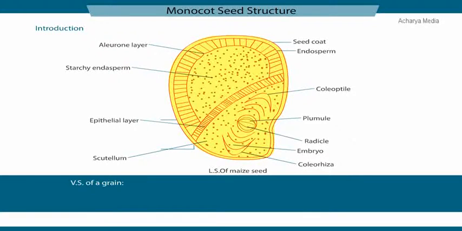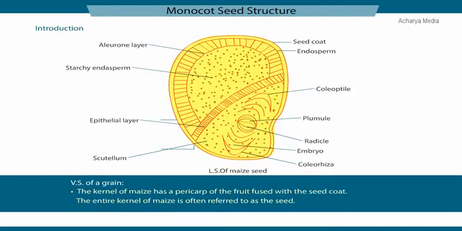Let us have a look at the vertical section of the maize grain. The kernel of maize has the pericarp of the fruit fused with the seed coat. The entire kernel of maize is often referred to as the seed. A section of the maize grain clearly shows three regions. They are the seed coat, endosperm, and embryo. Click the labels to know more.